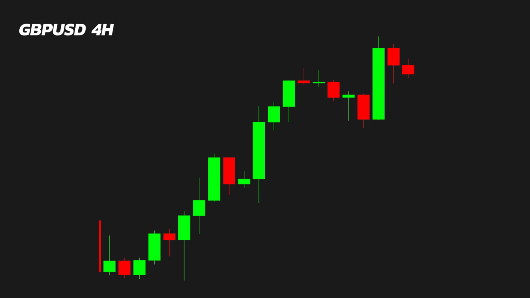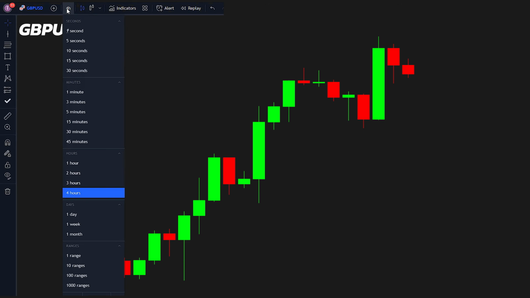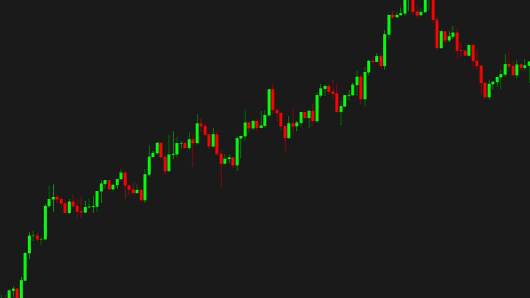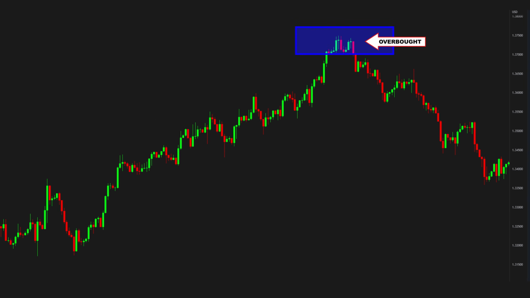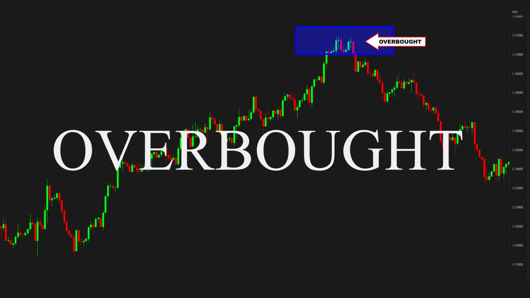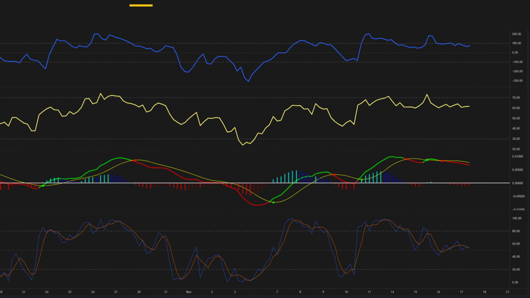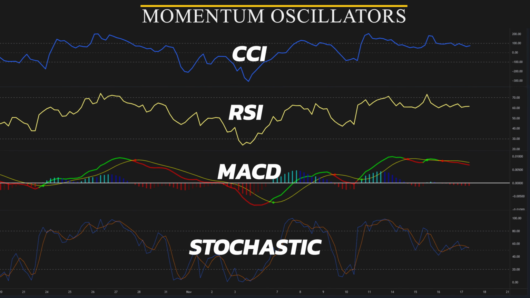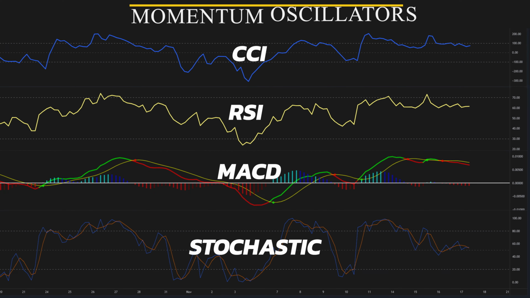If you notice price is moving in a straight line, change the chart to a lower time frame to see higher highs and lower lows. This uptrend will continue until the price becomes overbought. How do we know when the price is overbought or not? Momentum oscillators such as RSI, MACD, stochastic, CCI are used to identify overbought and oversold conditions.